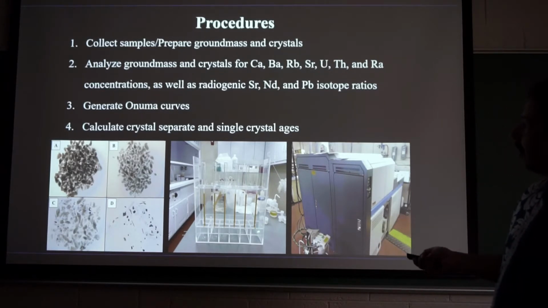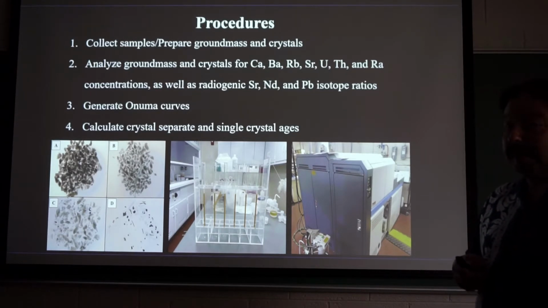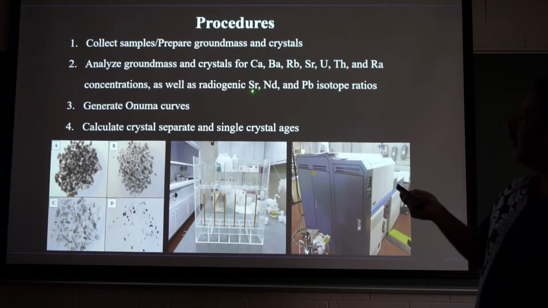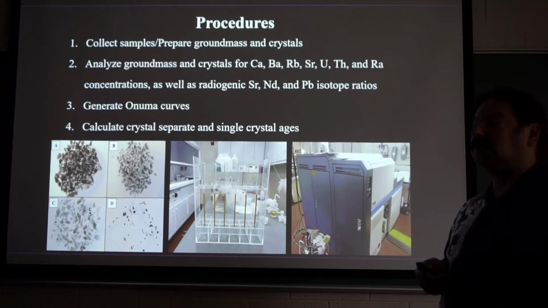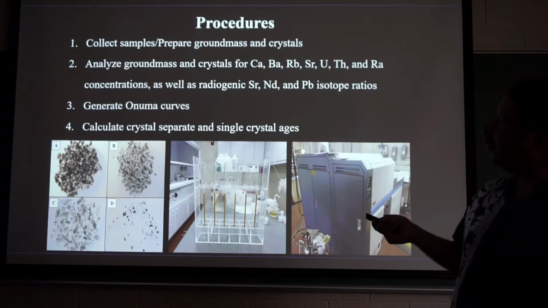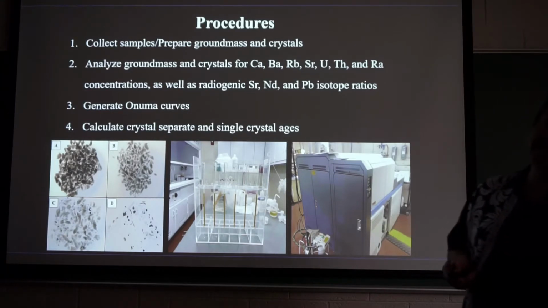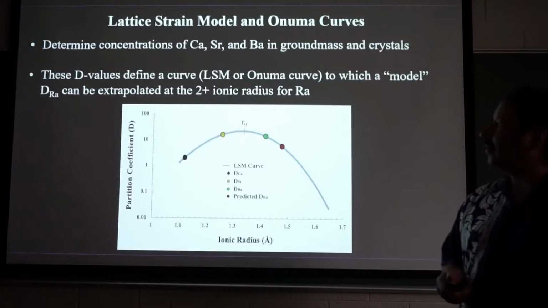Then we use column chromatography to separate out these elements, and we specifically use calcium, barium, and strontium to calculate the D radium using a Onuma curve. The rubidium, uranium, and thorium we use to estimate melt inclusions mostly, or mineral inclusions, and the radium we use to calculate the age. And then we also measure strontium, neodymium, and lead. Strontium and neodymium in this case, typically on the single crystals or the mineral separates. For potassium feldspar, we generate a Onuma curve, figure out what the partition coefficient of radium is, and then we can calculate what the ages of either a single separate or crystal ages, and we do all this using the Neptune at New Mexico State.